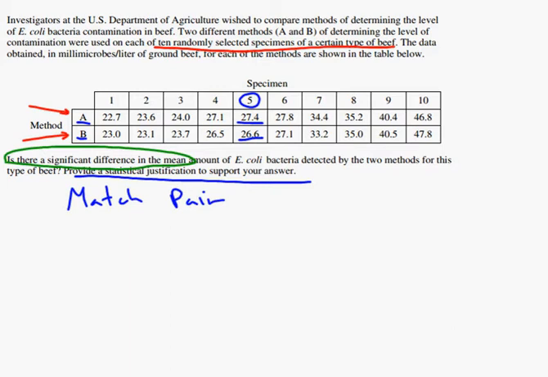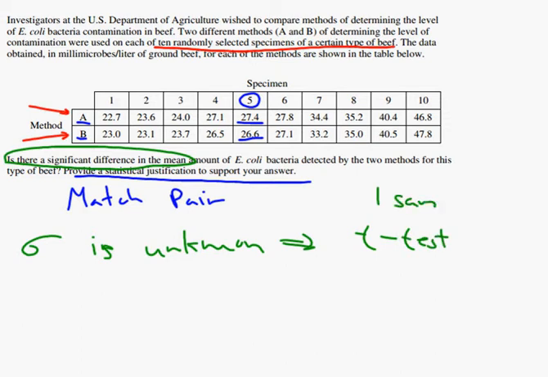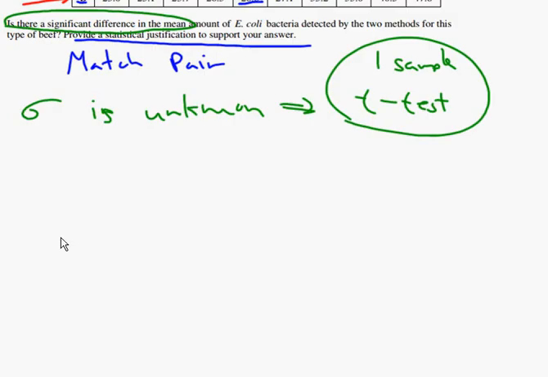So we'll notice in this case that we don't know sigma. Sigma is unknown. And since sigma is unknown, that implies we're going to have a t-test. Specifically, a 1-sample matched pairs t-test. So whenever you do a problem like this, you need to indicate what test you intend to perform. And now we need to define some variables.